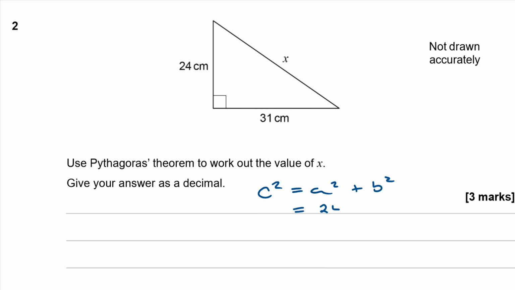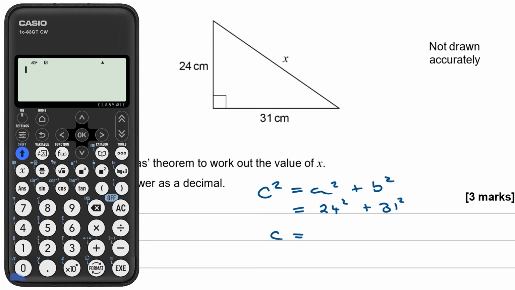So in this case, it's going to be 24 squared plus 31 squared. Okay. Now, I'm just going to type it all in at once. I don't have to faff around with the calculator. So I'm going to say c is equal to, and then I'm going to type into my calculator the root of, and then 24 squared plus 31 squared. Okay, and then that should give me the answer in one go then, shouldn't it? So that comes out to be 39.2 to one decimal place.